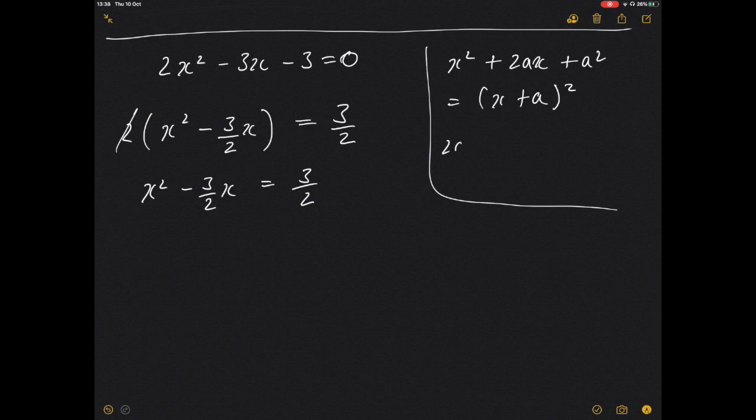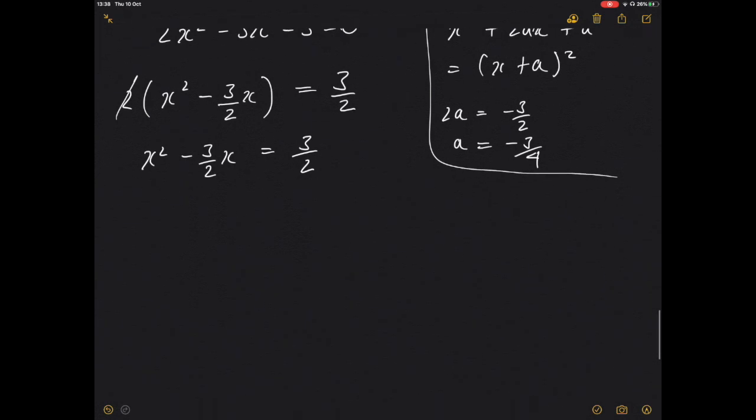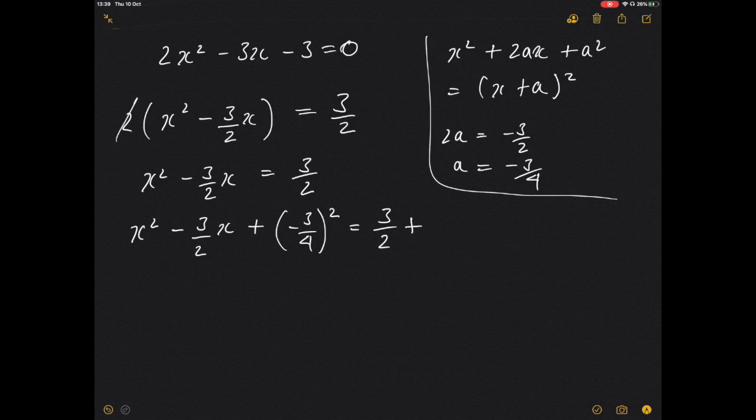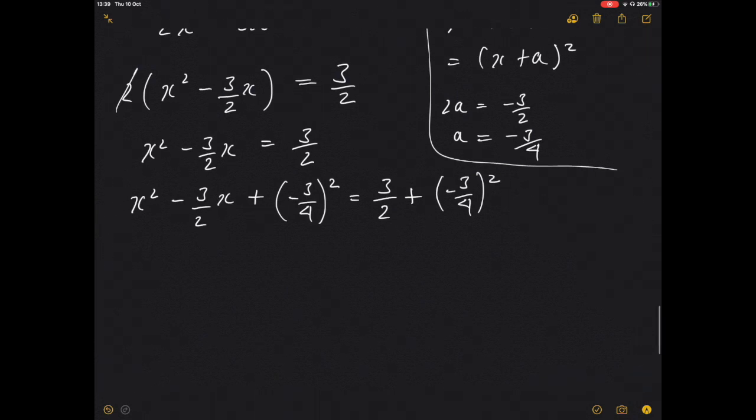So we can say that 2a equals -3 over 2, so a has to equal -3 over 4. So we want to square that as well when we're coming up in a second. So we get it into this form. So we'd say that x squared minus 3 over 2 x, and then we're going to say plus -3 over 4 squared, equals 3 over 2 plus -3 over 4 squared. So we'll tidy this up a little bit.